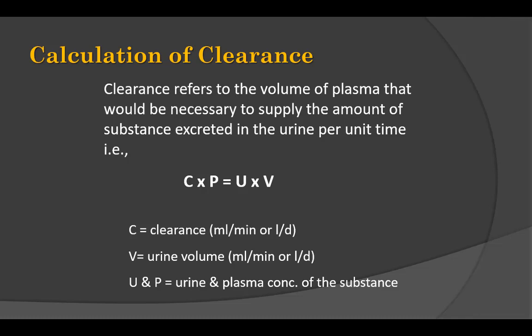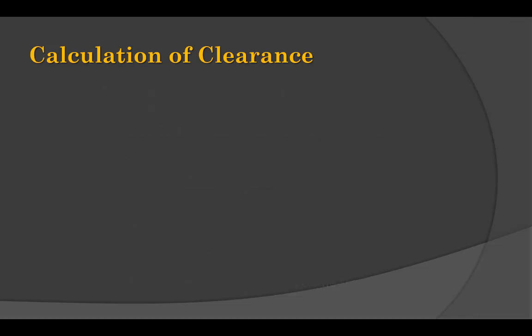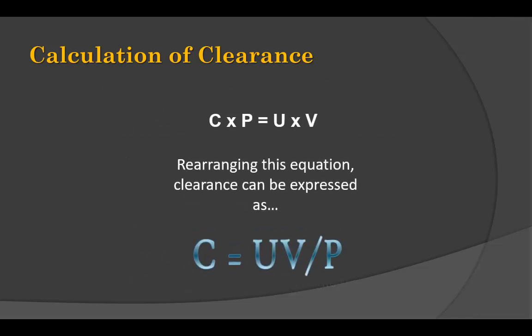So clearance multiplied by the concentration of this substance in the plasma equals the volume of urine and concentration of this particular substance in the urine. So you are comparing the two. If you rearrange the formula, it becomes like this. So clearance should be equal to U multiplied by V divided by P.